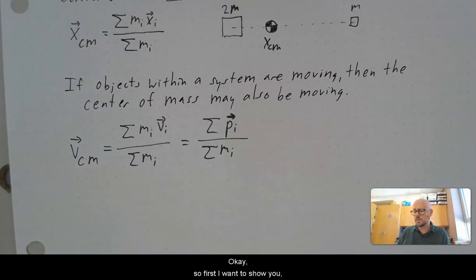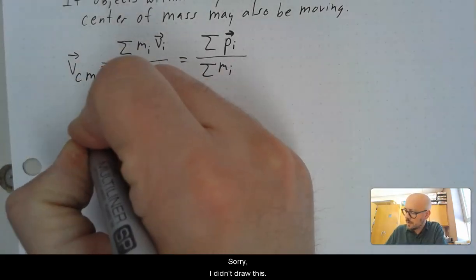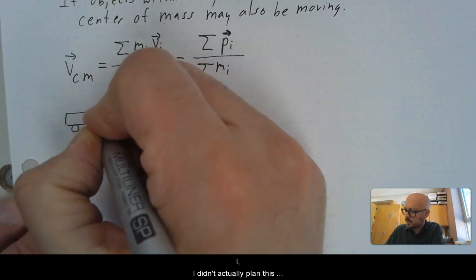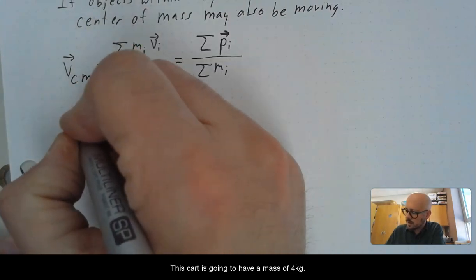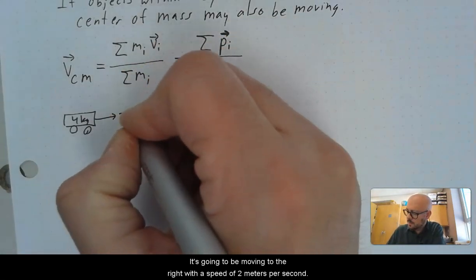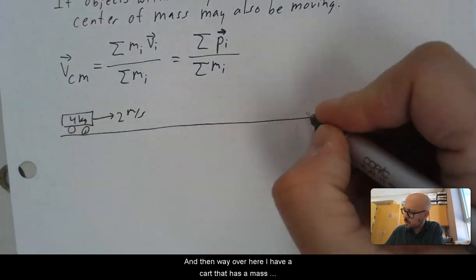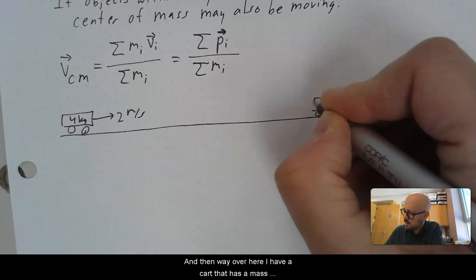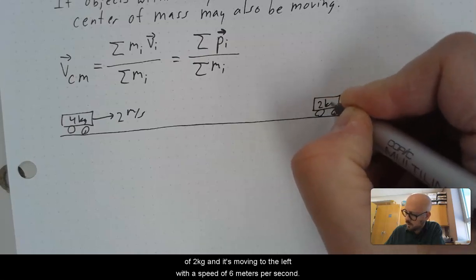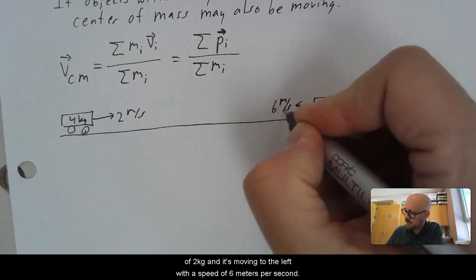Okay, so first I want to show you what that looks like, and then I want to give you the tagline for this video. If I have two carts, sorry I didn't draw this, I didn't actually plan this video out as well as I intended. This cart is going to have a mass of 4 kilograms. It's going to be moving to the right with a speed of 2 meters per second. And then way over here, I have a cart that has a mass of 2 kilograms, and it's moving to the left with a speed of 6 meters per second.